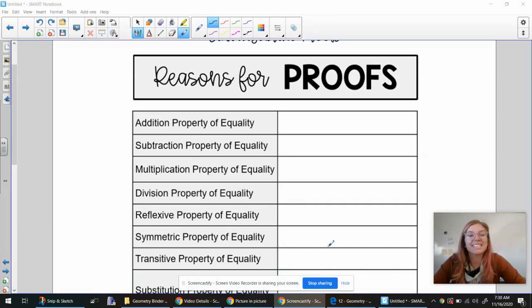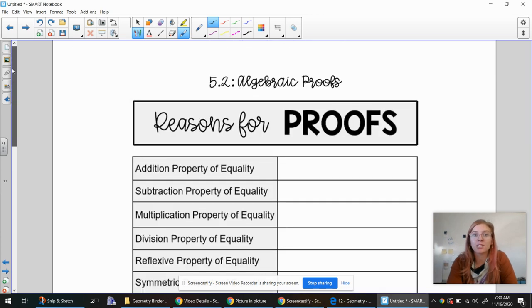Hi everybody, I'm Miss Cooksey, and today we're going to be talking about some of the reasons for proofs. In particular, we're going to be talking about algebraic proofs. So these are the ways that we prove that the algebra that we've done in previous courses is correct and accurate. This is a great introduction to proofs because it starts with something that we're really familiar with, like algebra.